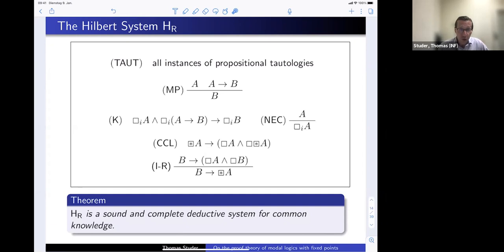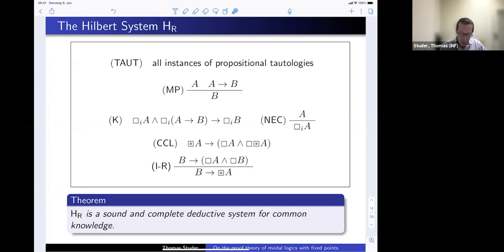And then we have an induction rule saying that common knowledge really is the greatest fixed point. This is the rule: if we have a derivation of B implies box A and box B, then we can infer B implies common knowledge of A. Now, how does this mean that common knowledge is the greatest fixed point? The premise here has exactly the form of this co-closure axiom.